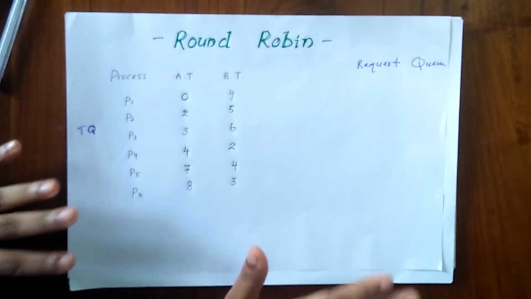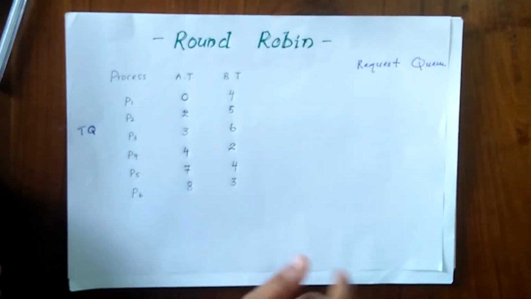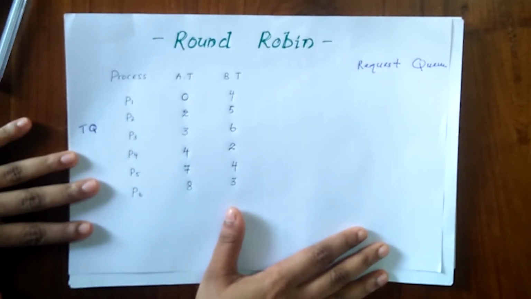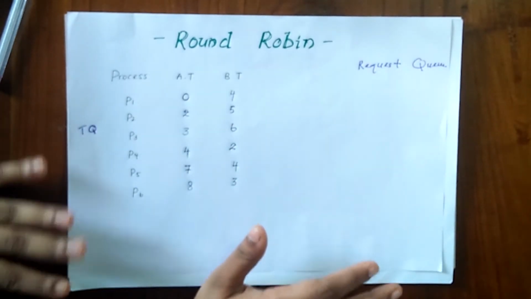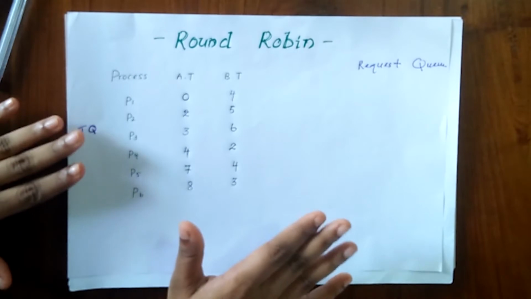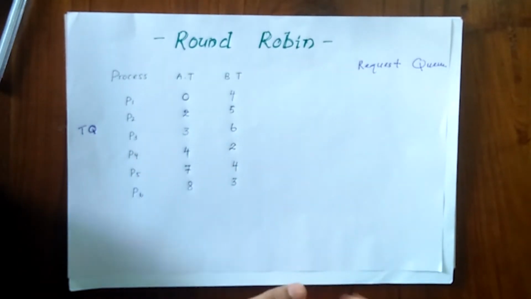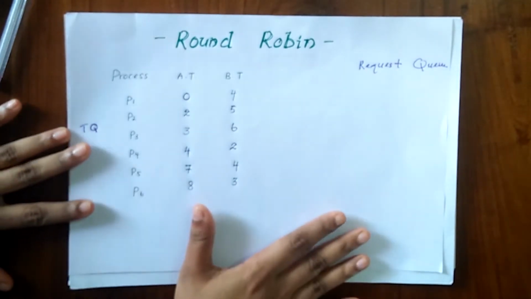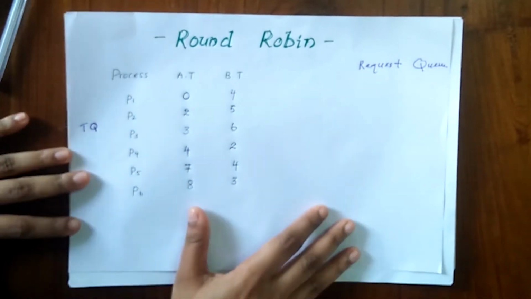Hello friends, this is the last video of the scheduling policies video series, and in this video I'm going to discuss the round robin algorithm. In the previous videos we discussed first come first serve, shortest job first and priority scheduling. So this is the last video, and let's start.